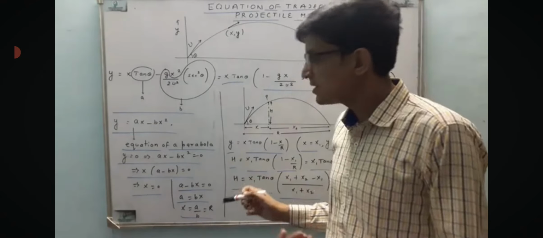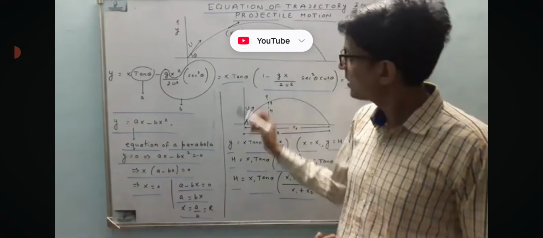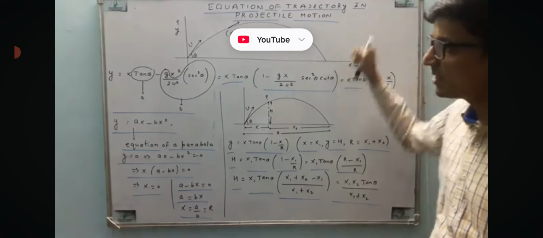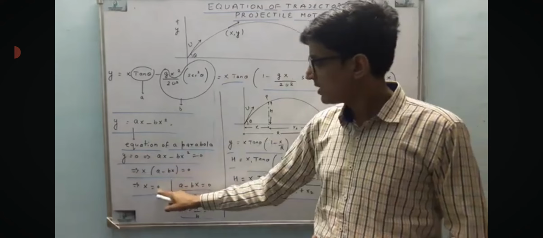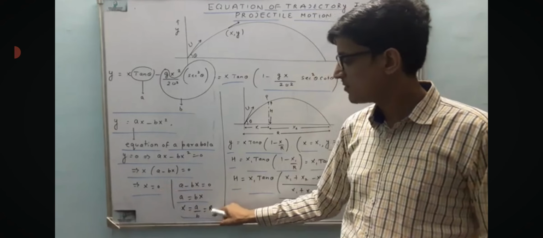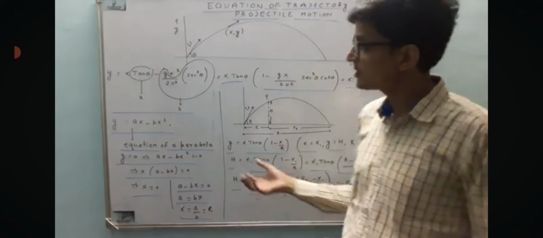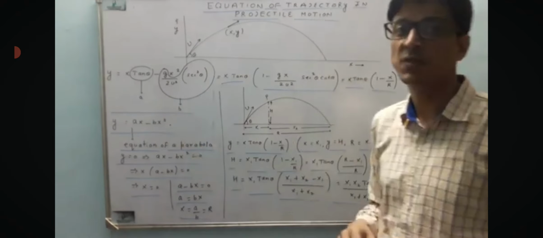Now I want to know the range of the projectile. I know at range the y coordinate will be 0. So I substitute y is equal to 0 here, and I get either x is 0 or x is equal to a by b, which is equal to the range. So if a question is given in this format, you can solve it quickly.